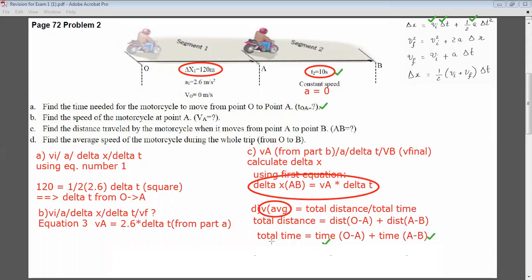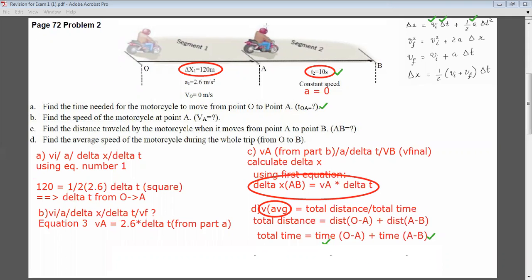So notice here, I always have to do this analysis before I start solving the exercise, the question. I need to see what do I have given and what is missing. And everything I will find in these four equations.